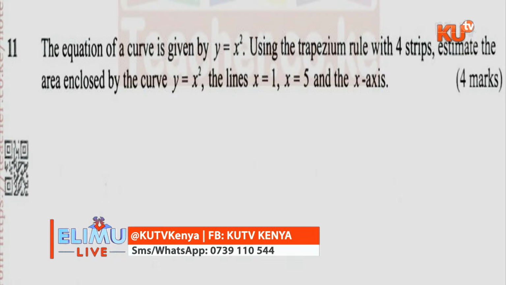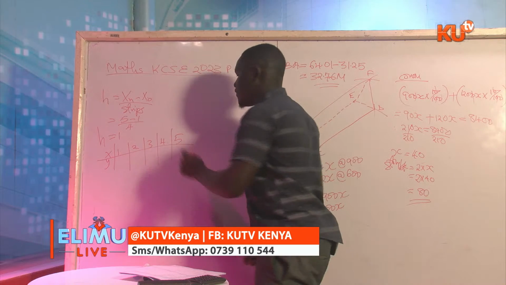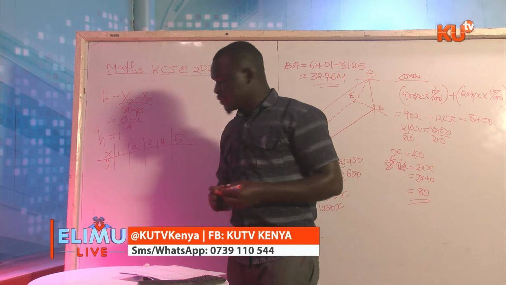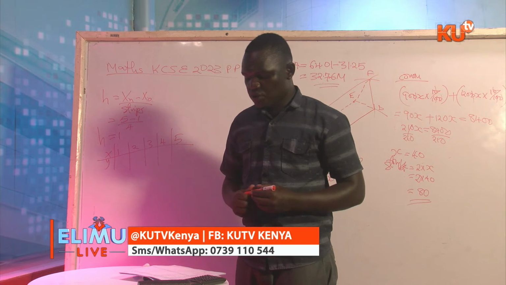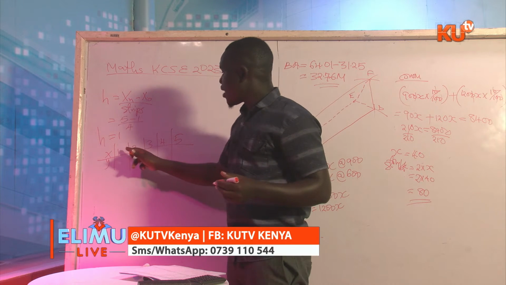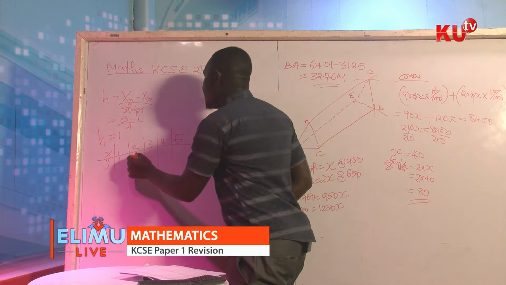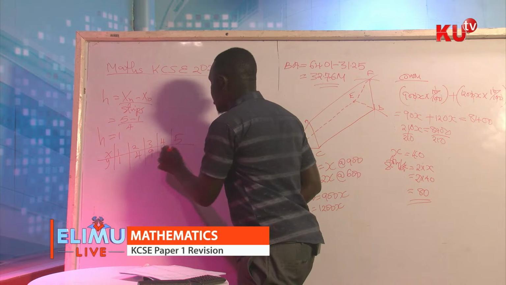After I've gotten my h, I will now make a small table of data, x and y. The first value of x is 1. The interval is 1, so it's 1, 2, 3, 4, 5. Now, for each x value, we need to compute the y value. Just replace in the equation y equals x squared. When x is 1, y will be 1 squared, which is 1. 2 squared is 4, 3 squared is 9, 4 squared is 16, 5 squared is 25.